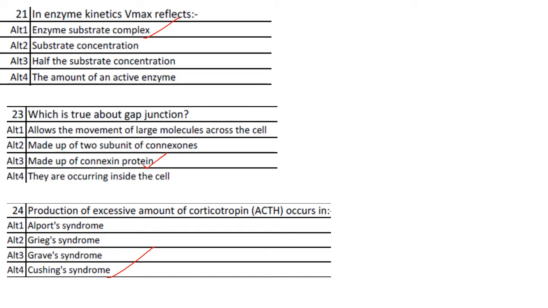So coming to the first question. In enzyme kinetics, Vmax reflects... So Vmax is the reaction rate when the enzyme is fully saturated by the substrate, and it indicates that all binding sites are being constantly reoccupied. So the answer is enzyme substrate complex. Option alternative 1.